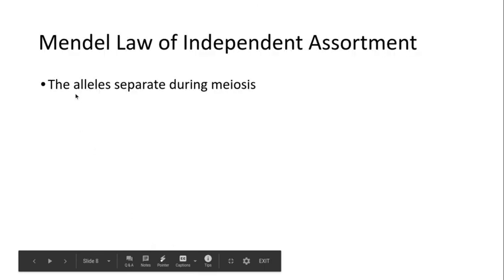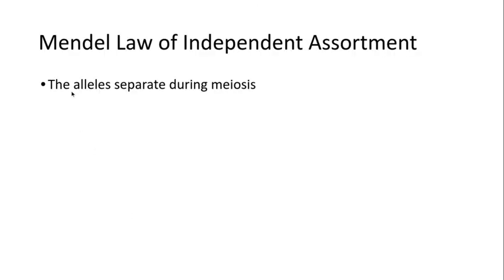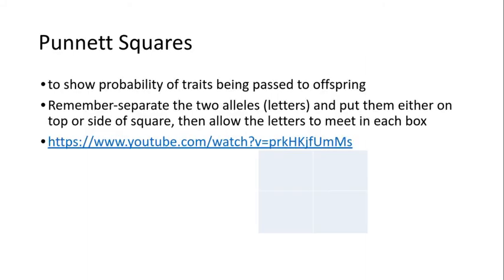You need to know Mendel's law of independent assortment. That just means that alleles separate during meiosis. And also it means that one trait is not attached to another trait. So just because a plant is tall does not mean it's going to have green seeds, right?